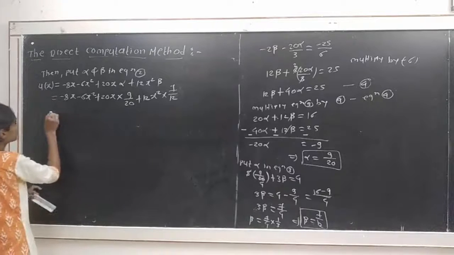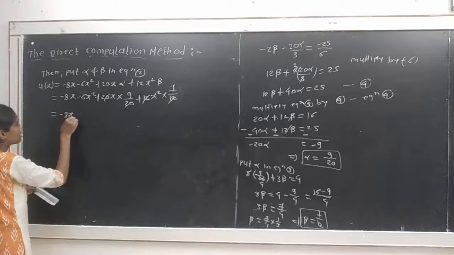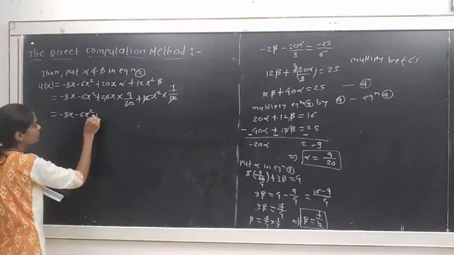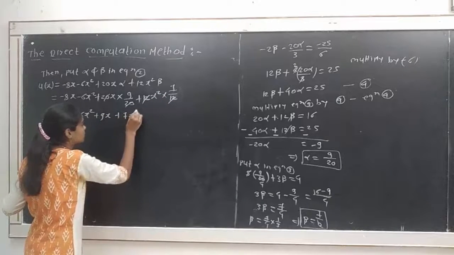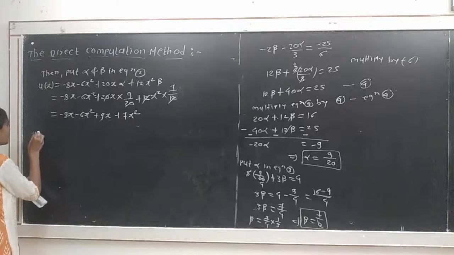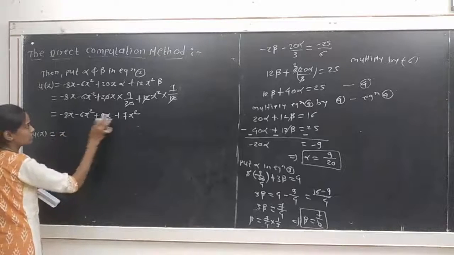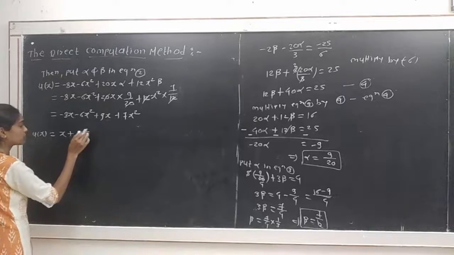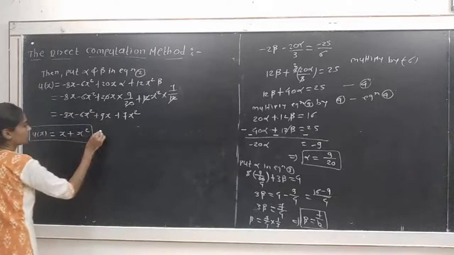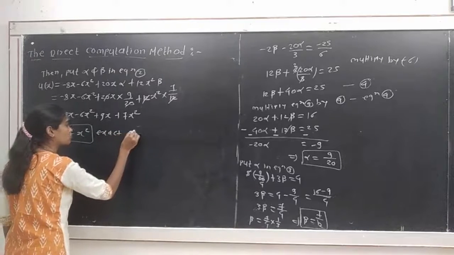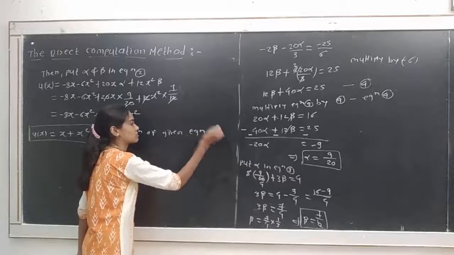Okay, then we solve this. We get this 20 gets cancelled. We get minus 8x minus 6x square plus here 9 into x plus 7x square. Okay, so we get u of x is equal to 9x minus 8x will be x, then 7x square minus 6x square will be plus x square. Okay, so this is the solution of the given integral equation, the exact solution of the given integral equation number 1.